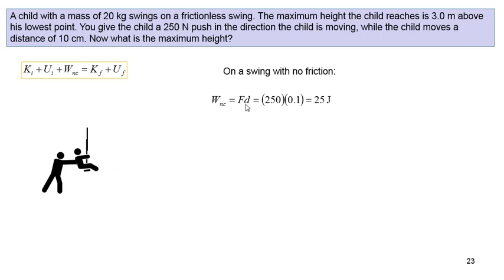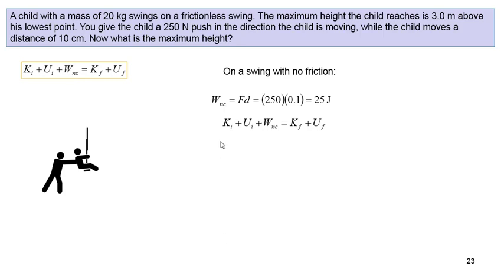Well, because we're looking in one dimension and it's a constant force, we can use the very simple formula that the work is equal to F times D, where F is the magnitude of the force, D is the distance the object moves while the force is pushing on it. That's going to be 10 centimeters. I need to do that in meters. So we find that when you give that push, you do 25 joules of work. And that 25 joules of work is going to be added to the total mechanical energy of the system.